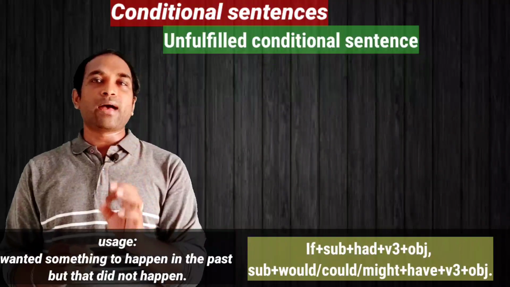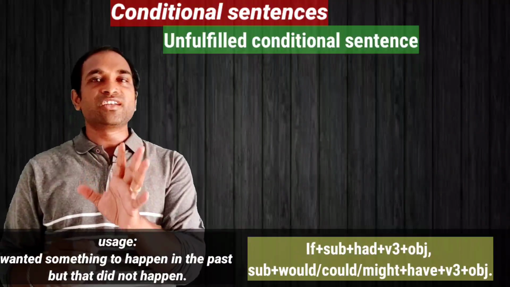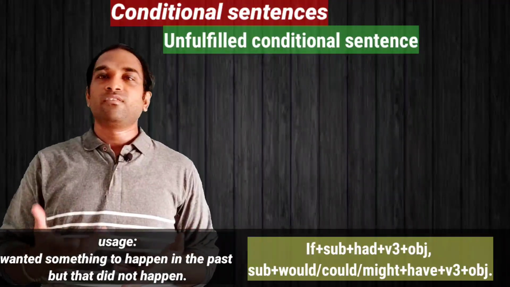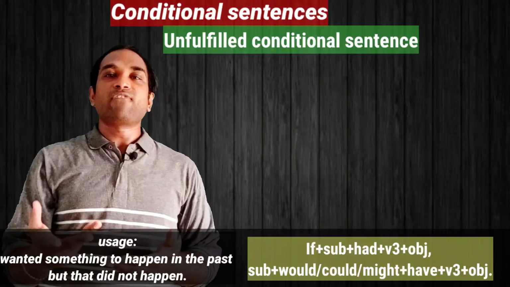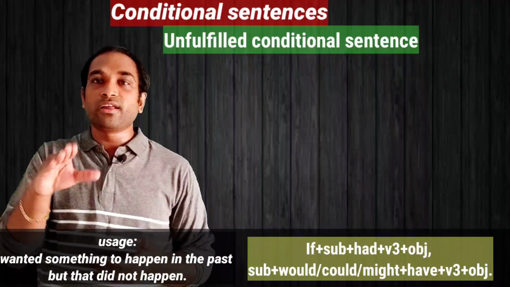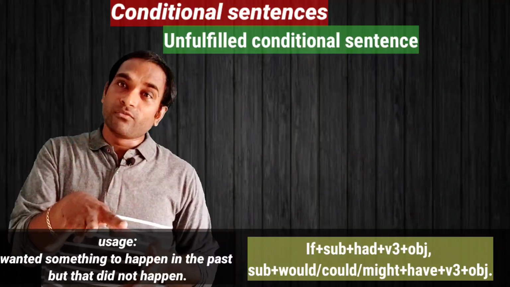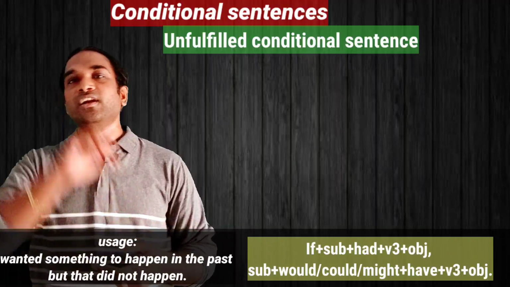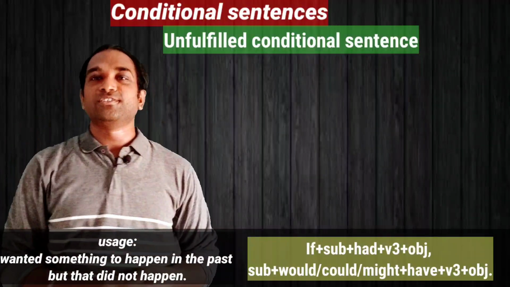An action could have happened in the past if a certain condition had been fulfilled. Things were different then, however, we just imagine what would have happened if the situation had been fulfilled. That was not fulfilled, but what happens if that was fulfilled? That was the imagination, and then we use this structure of unfulfilled condition.